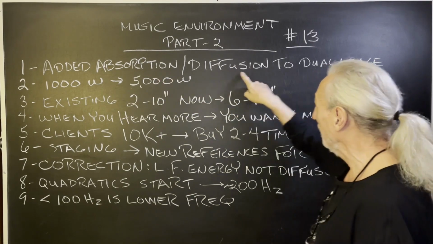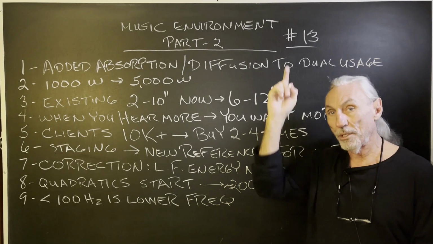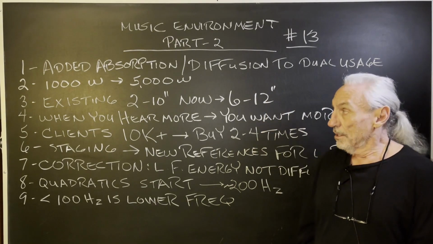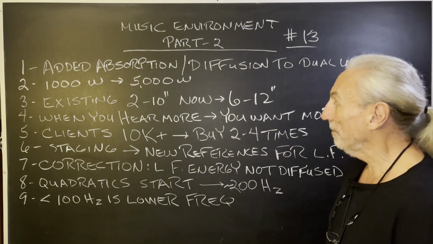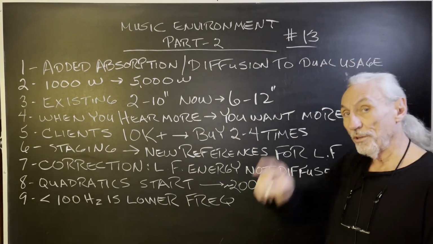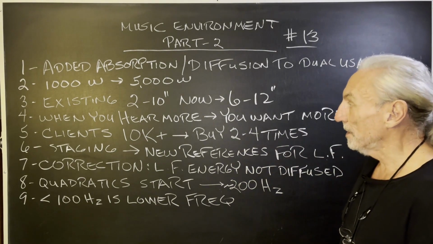We added absorption and diffusion because he changed the usage, 2-channel theater, retractable screen. So before it was just theater, I believe. So, we added diffusion to the front wall and filled in some spots on the rear wall on the door with diffusion. And you can see that in the video.